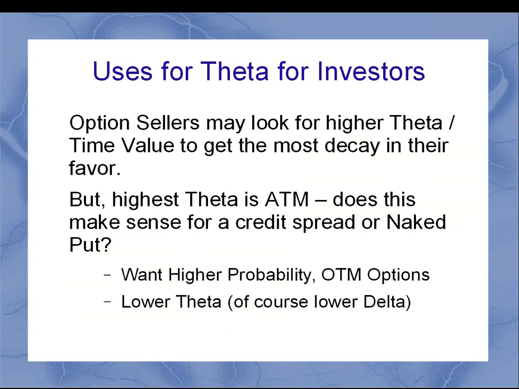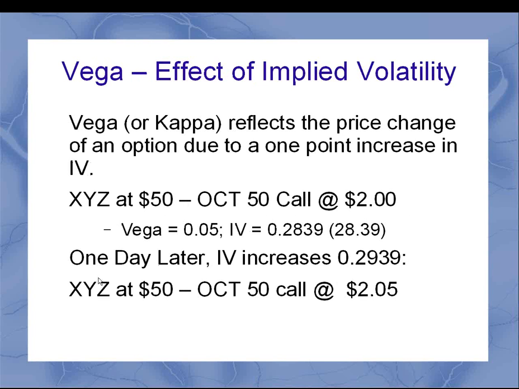If I'm selling a bull put credit spread or a naked put position, I want higher probability, lower delta, which means I'm going to be out of the money. And of course, out of the money means a lower theta. Okay, so we're going to have a lower time decay, assuming that the stock price and volatility remain the same. That's one thing about theta, it makes the assumption of what you'd expect to see your option decay if the stock price, volatility, and the other factors of the Black-Scholes pricing model remain the same over time.